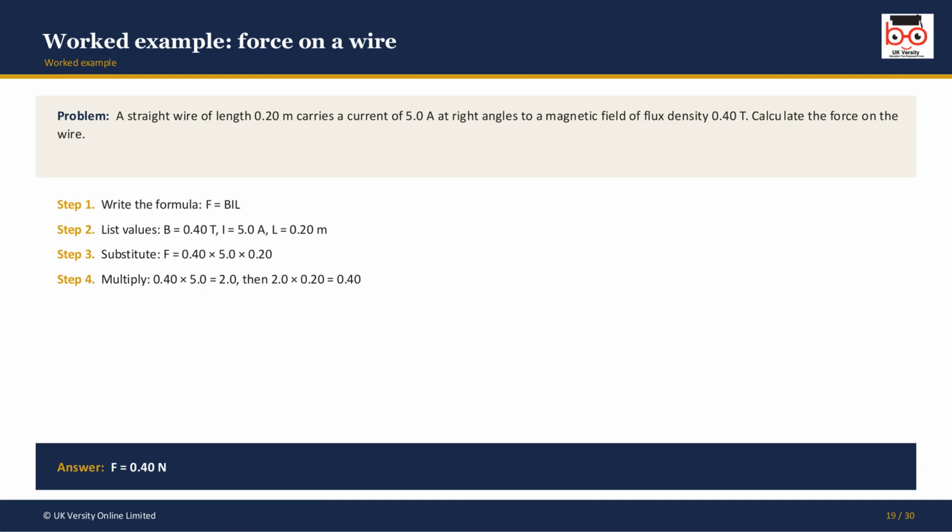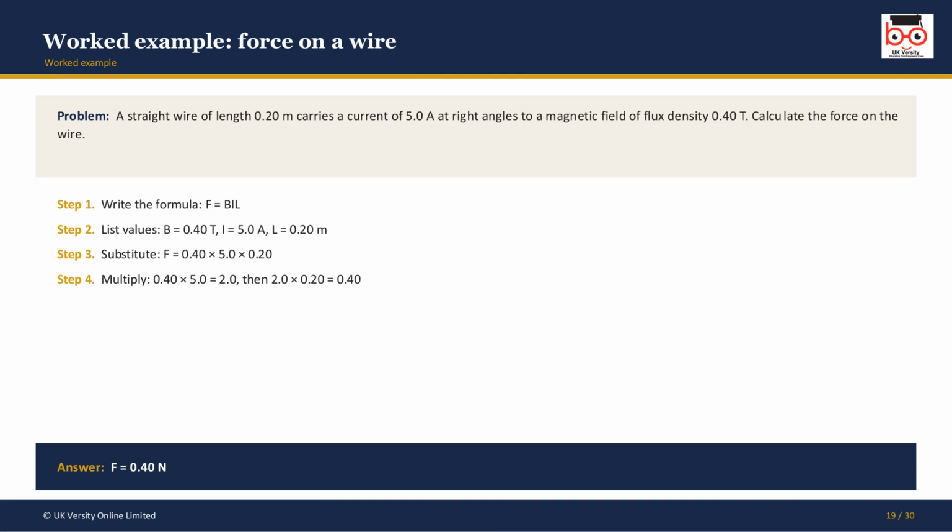Let's calculate a force. A straight wire 0.20 meters long carries 5 amps at right angles to a field of flux density 0.40 Tesla. The force equals BIL, so we substitute 0.40 times 5.0 times 0.20.